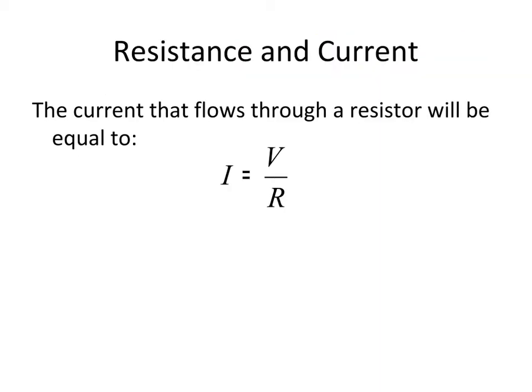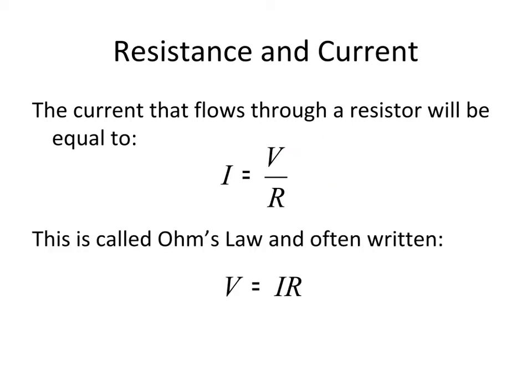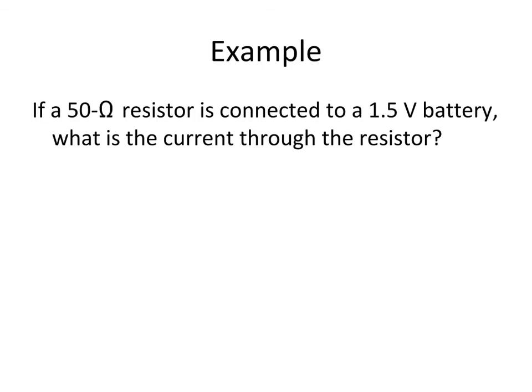If we want to calculate the current that passes through a resistor, we can do that if we know the voltage and the resistance. This comes from a law that was discovered by George Simon Ohm. We call it Ohm's law. It's most commonly written as V equals IR, or voltage across the resistor equals the current through the resistor times the resistance of the resistor. Let's try an example.